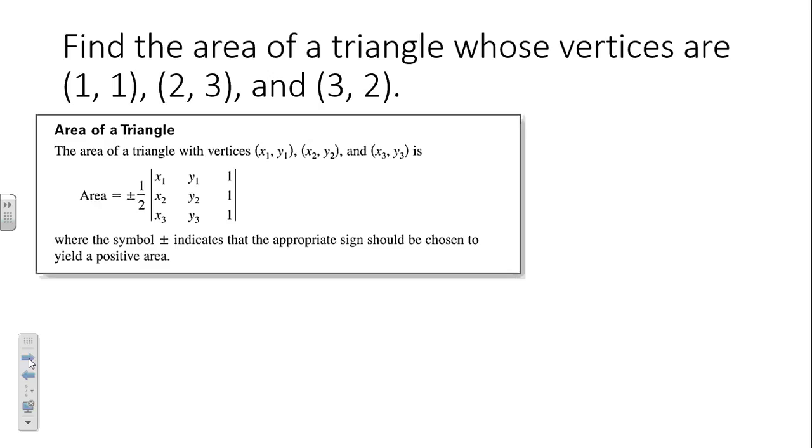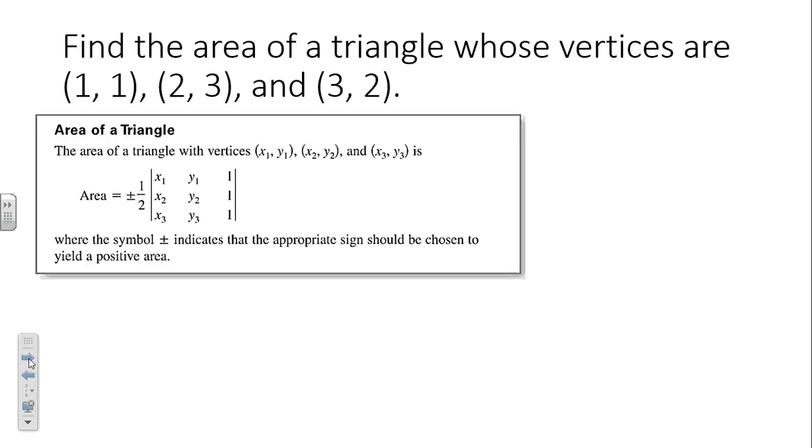Don't write this out, okay? Just the problem. The idea behind this is that you can find the area of a triangle when you're given 3 points, 3 coordinates. And you do that by writing the ordered pairs as first column, second column. X is in the first column, Y is in the second. And you fill in the third column with ones.